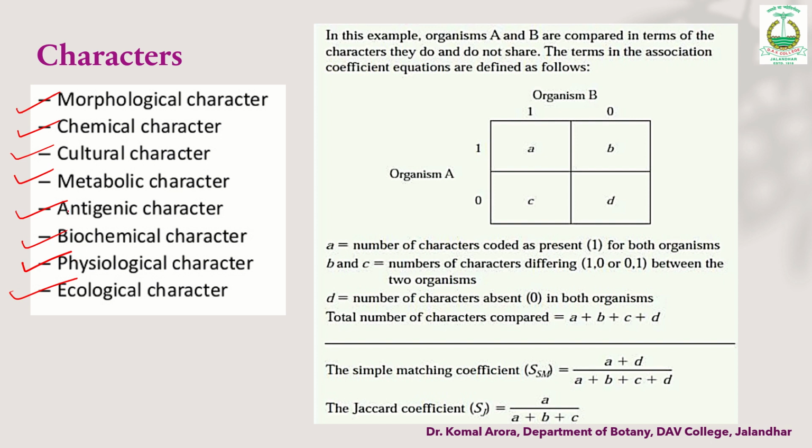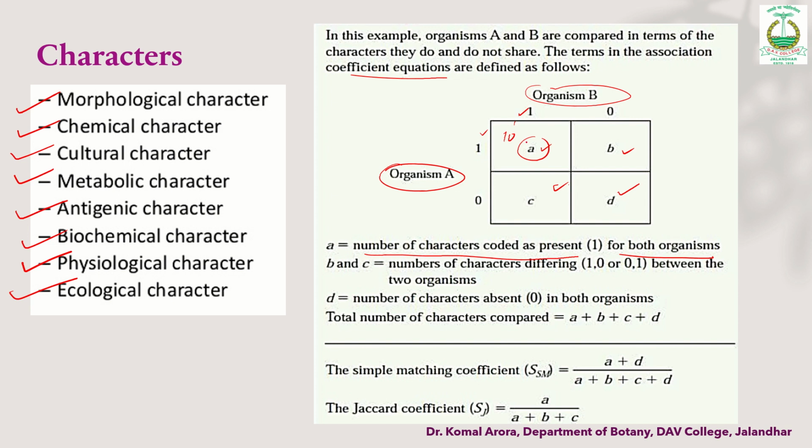Here we are giving one example of how to find the matching coefficient. You have organism A and organism B. They are compared in terms of the characters they do and do not share, which are similar and dissimilar. The association coefficients will be found like this. You have A, B, C and D. A is the number of characters coded as present for both organisms. If 1 means a particular character is present in both, how many such characters are present in organism A as well as B? Suppose 10 characters are common to both.